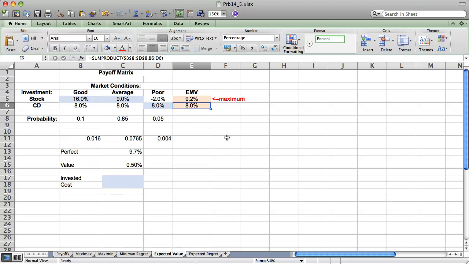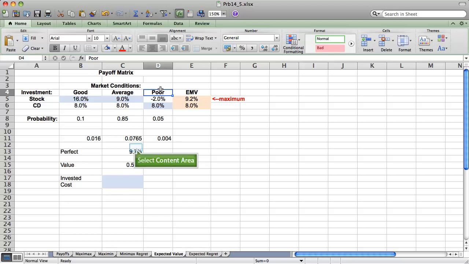Now, what is the value of the perfect information? So if we're always right, we would be in the correct investment at the correct time. So using a simple max analysis, we can see we would want to be in stocks because it's more than CDs when the market conditions are good and average. But we would want to be in CDs in a perfect world if the market conditions were poor.